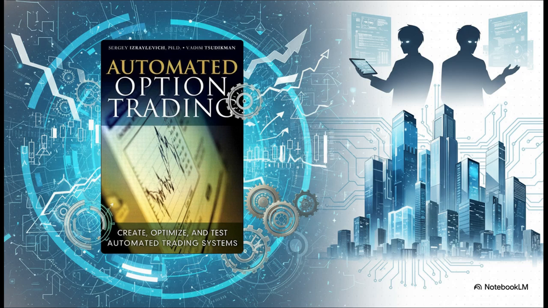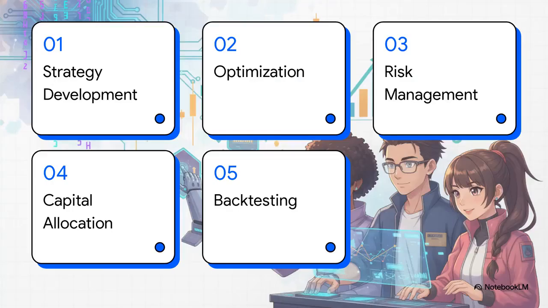Their book goes way beyond a basic how-to guide. It's a literal blueprint. We're talking about a master plan for constructing a complex, automated financial engine specifically designed for options. The whole goal? Taking the human element completely out of the equation and replacing it with rigorous, battle-tested math. To understand exactly how this machine is built, we are going to use the book's core index as our roadmap. We'll break this down into 5 chapters: strategy development, optimization, risk management, capital allocation, and finally, backtesting.